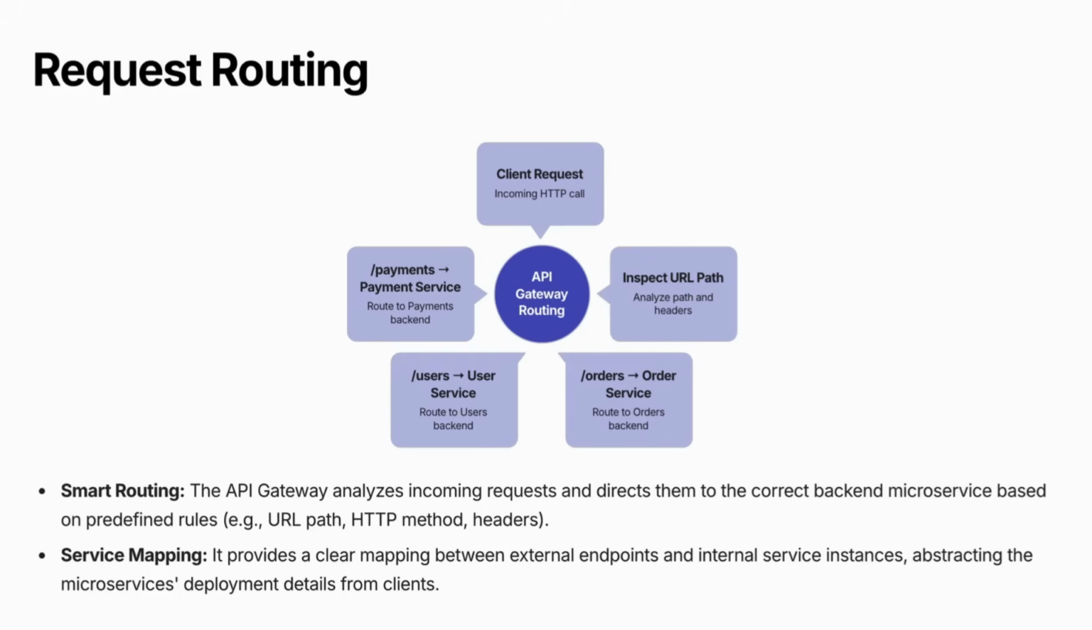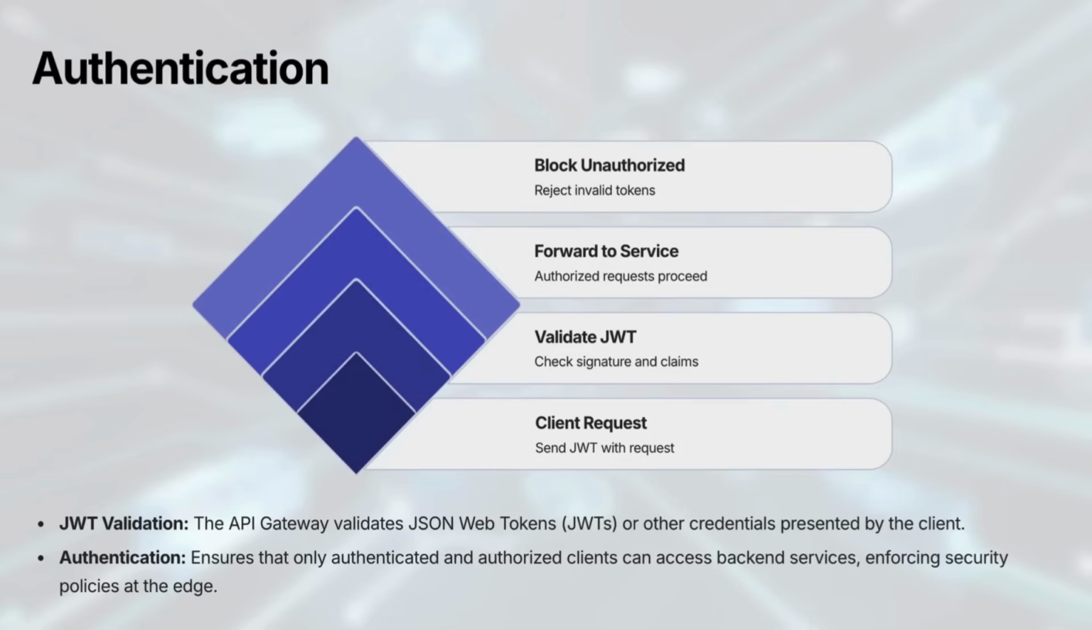So the first responsibility of API gateway is request routing. The API gateway analyzes the incoming request and directs them to the correct backend microservice. Okay, so any changes in microservice will not affect your front end because it is hitting only a single point, that is API gateway. And API gateway will redirect it to the designated service which client is requesting.